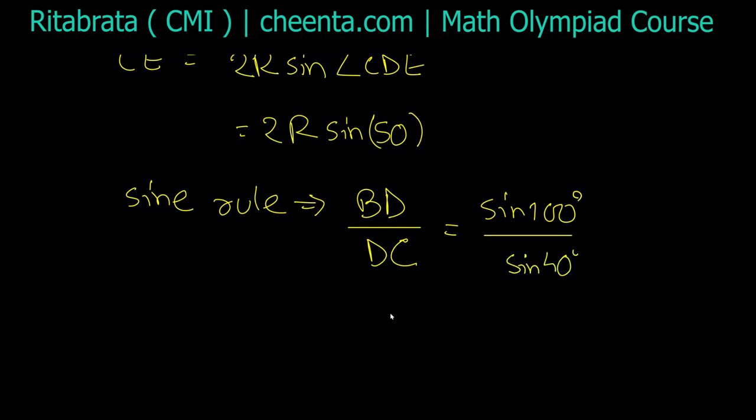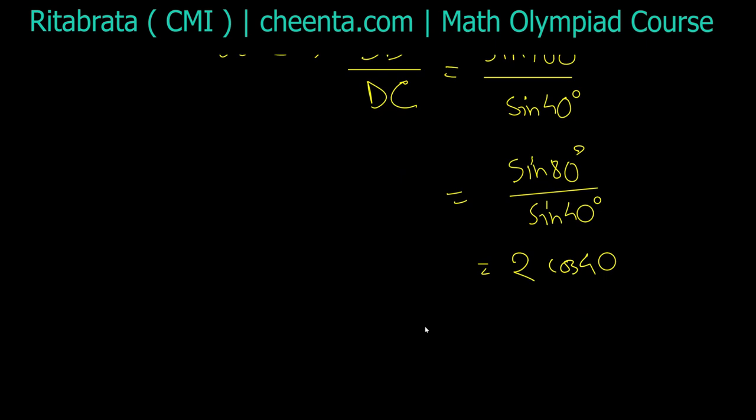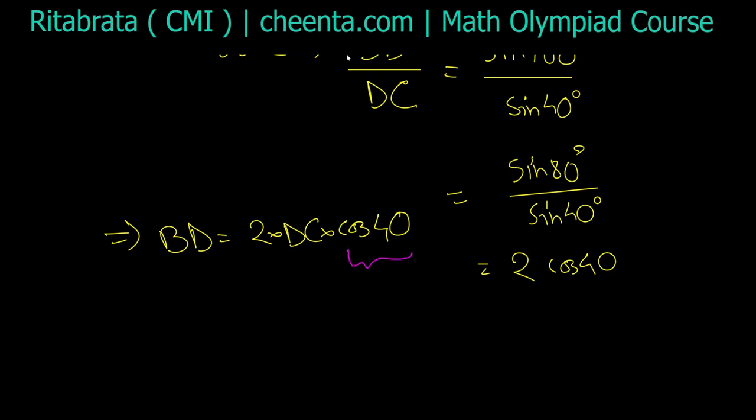Sine theta is the same as sine of 180 minus theta. So sine 100 degree is the same as sine of 180 minus 100 degree, that is sine 80 degree by sine 40 degree, and sine 80 degree is 2 sine 40 into cos 40. So this is just 2 cos 40 degree. So BD equal to 2 into DC into cos 40. And cos 40 is sin 50, we know that. So this is just 2 sin 50 into DC, okay.